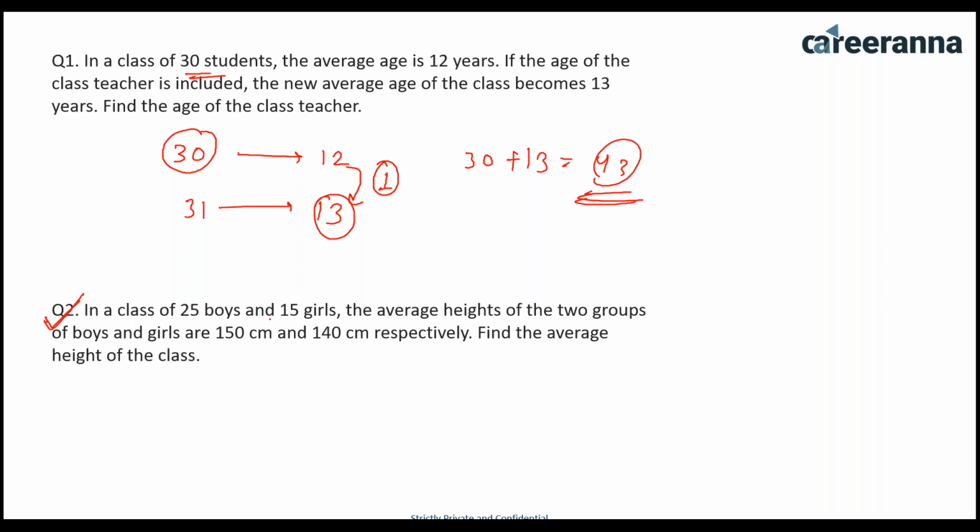In a class of 25 boys and 15 girls, the average heights of two groups of boys and girls are 150 centimeter and 140 centimeter respectively. Find the average height of the class.